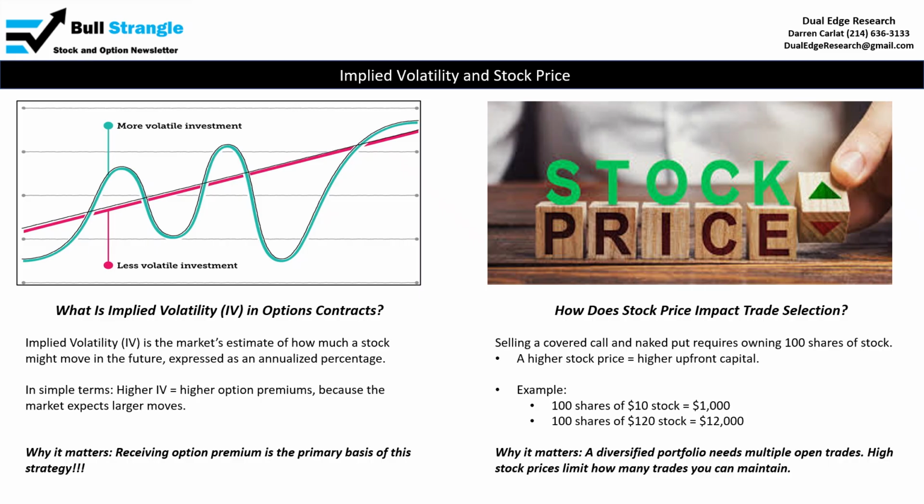Now, as with implied volatility, I'm generally looking for a range of stocks within my range. So my range is from 10 to 120. So I'm looking for maybe one $10 to $20 stock, one maybe 30 to 40, and so on. I don't want to overload my portfolio with just $10 stocks or just $120 stocks.